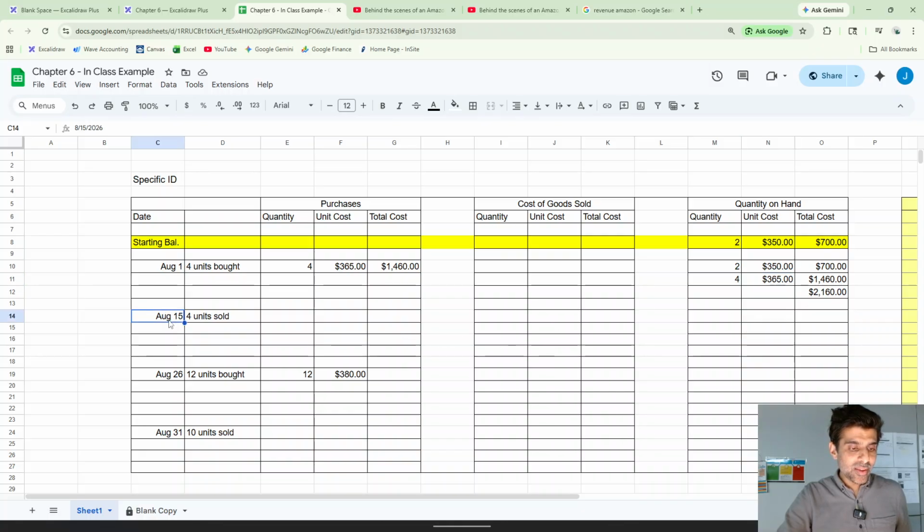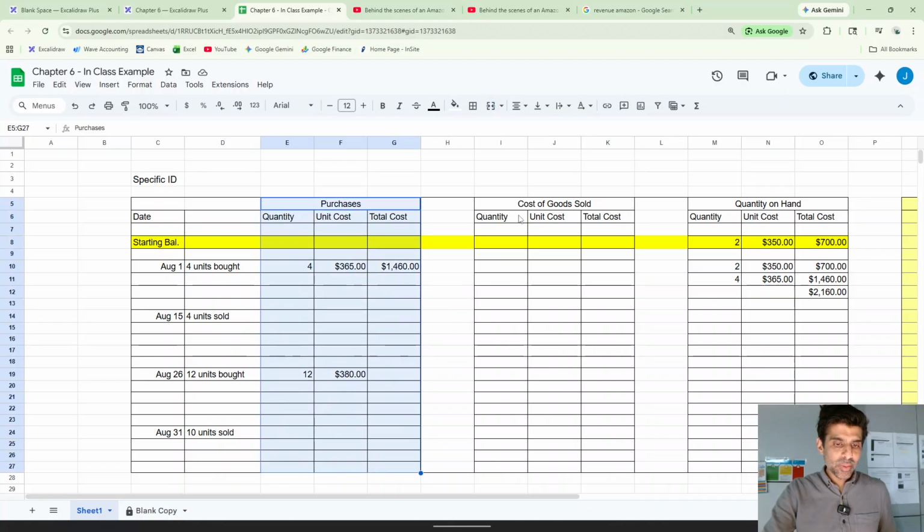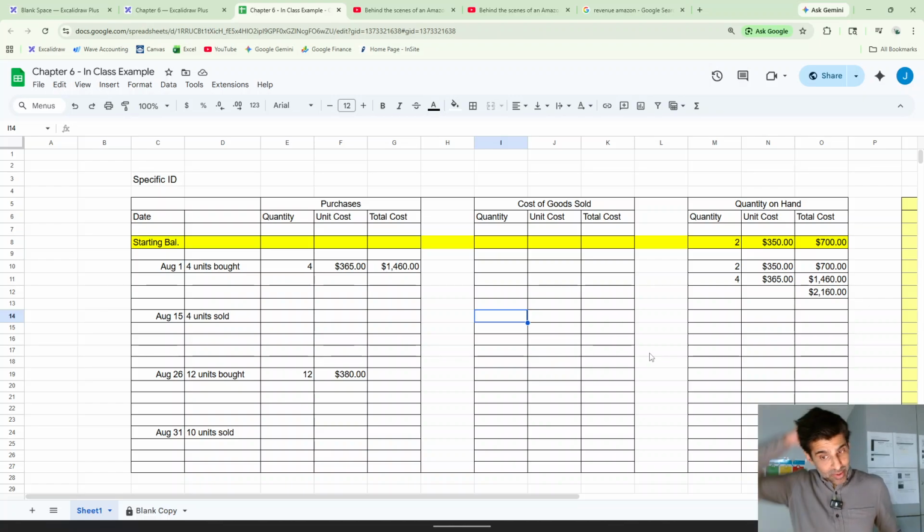Okay, so now is when the magic happens. We have a sales transaction. We're going to need cost of goods sold. So we're not going to use this section, which you can see is for purchases. This section is for cost of goods sold. So we're going to be using this middle section because it's a sales transaction. So we're selling 4.